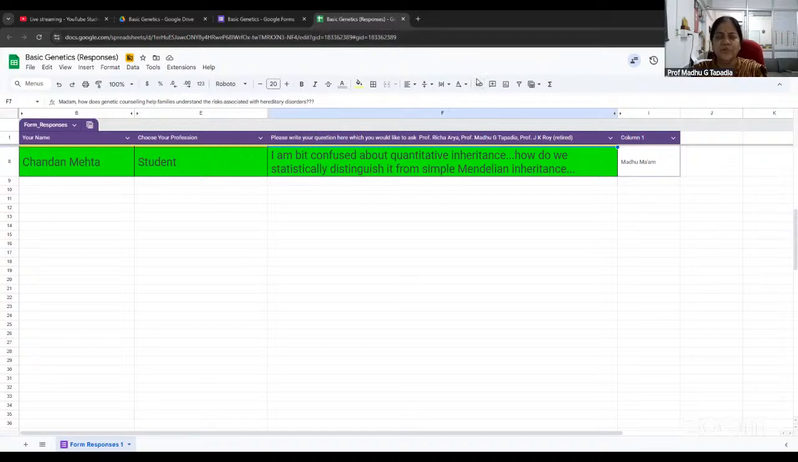So it is not about statistically distinguishing between Mendelian or quantitative inheritance. Both follow Mendelian inheritance. In both of them, statistical testing can be done. The only difference is, depending upon the sample size and what questions you're asking, you have to apply different statistical tools.